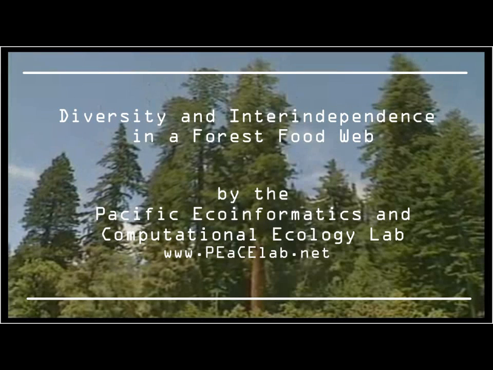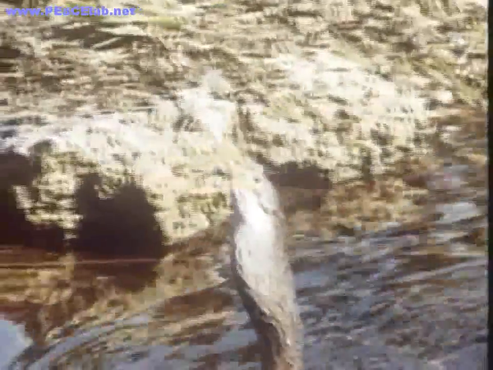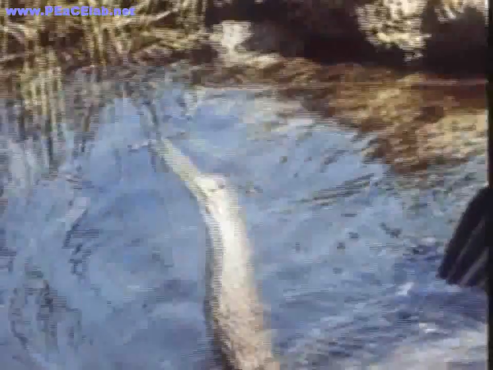You are about to get a 6-minute whirlwind tour of diversity and interdependence in a forest food web. There's lots of different species in forests, and I'm going to introduce you to many of their names and ecological roles. To live, grow, and reproduce their own biomass, animals need to eat.